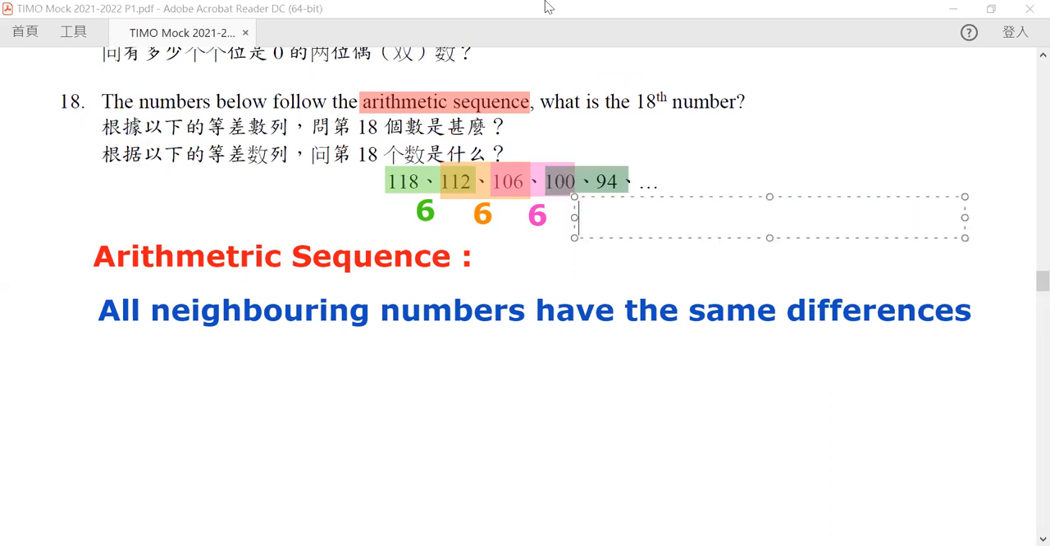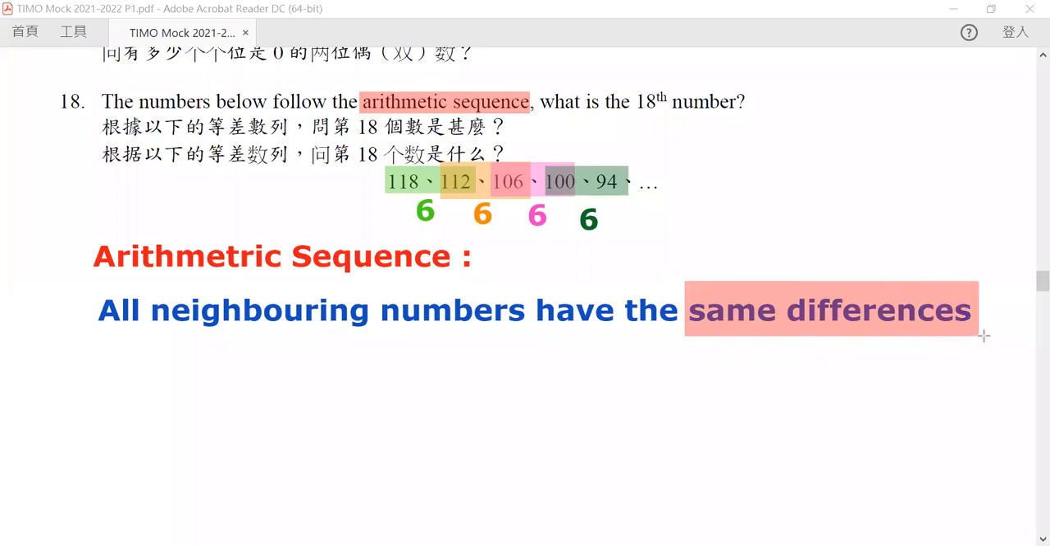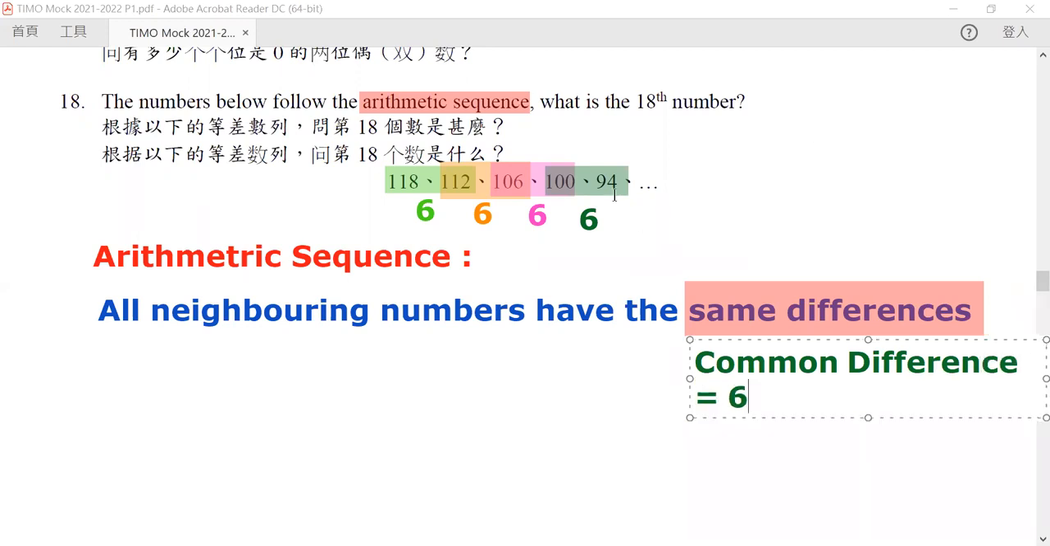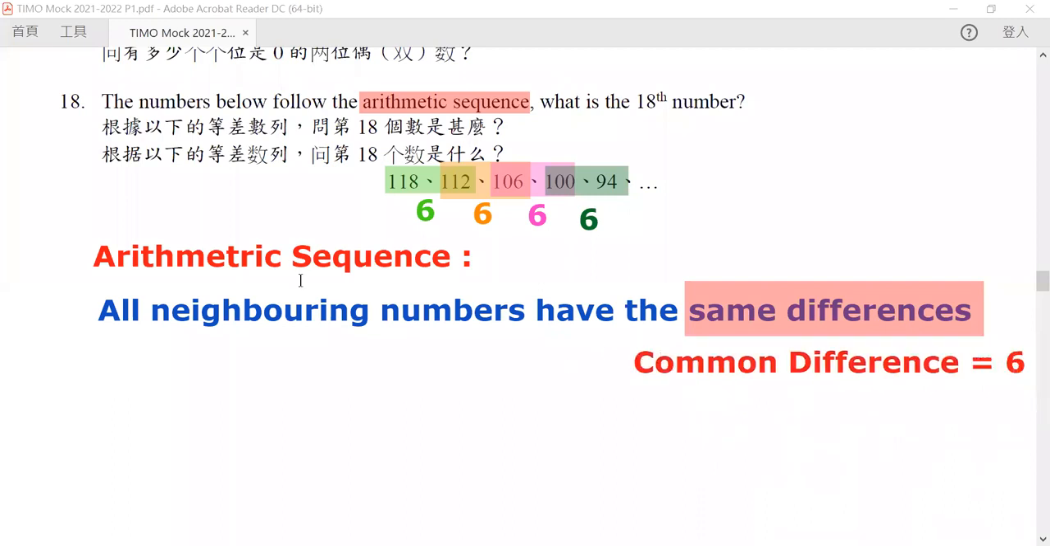Now again in here, for our 94, the difference is again 6. Because all those differences are the same, we say that they have the same difference. In this case, we call it the common difference. The common difference in here is equal to 6. If they have the same difference, then we call it an arithmetic series.